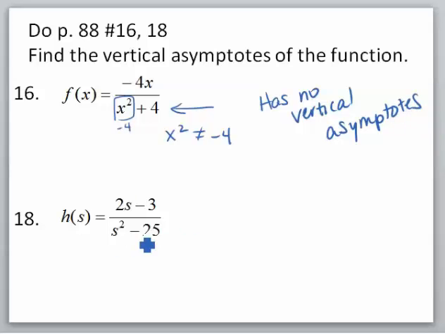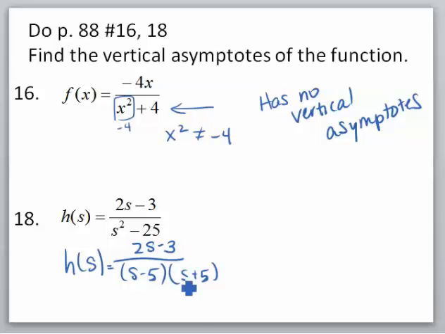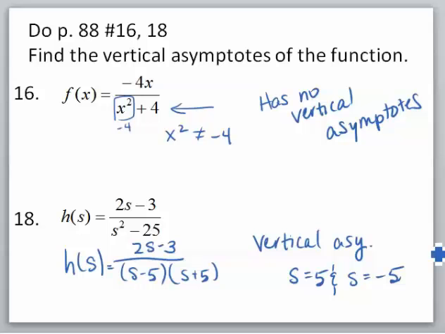My second problem here, I will look at the bottom because that's where I'm concerned for vertical asymptotes, and this factors into s minus 5 and s plus 5. The top does not factor, nor does it reduce with the bottom. Therefore, there's vertical asymptotes at two spots. There's a vertical asymptote at s equals 5, because I can get a 0 on the bottom with a 5, and s equals negative 5. So there's two vertical asymptotes on that particular problem.